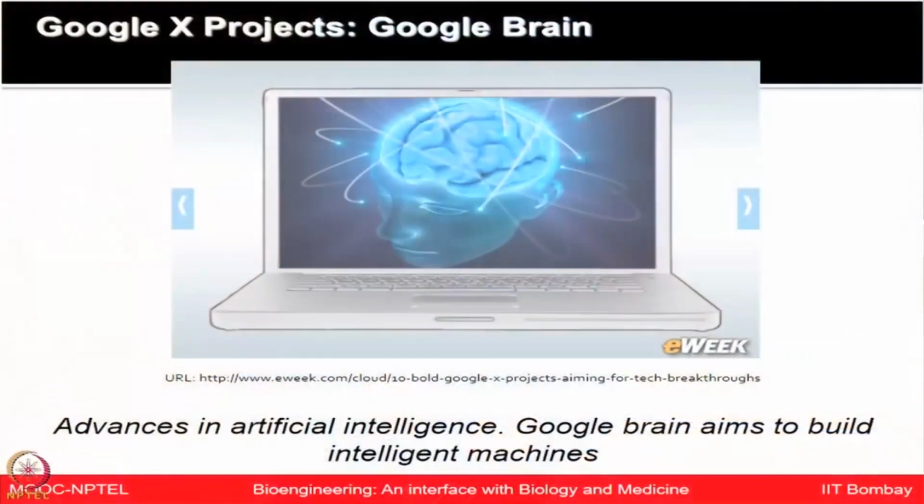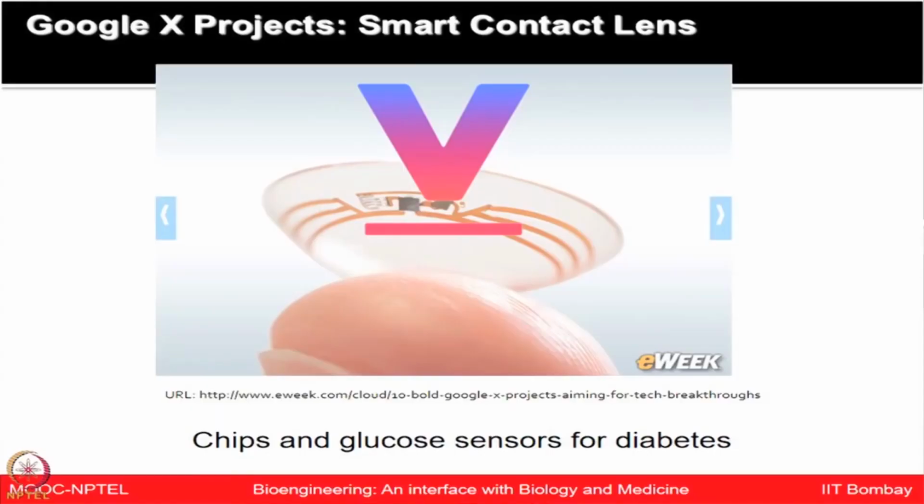So, let us look at this particular project, which is the Google X project or the Google Brain. There is a lot of research happening in the area of artificial intelligence, on how to make the Google Brain, which aims to build intelligent machines by incorporating artificial intelligence.